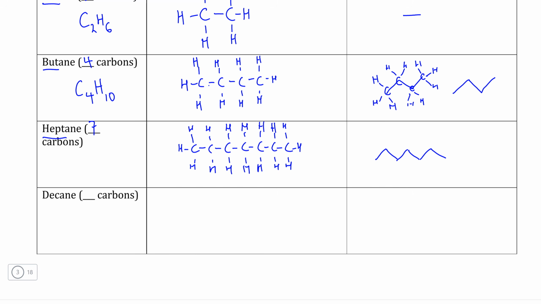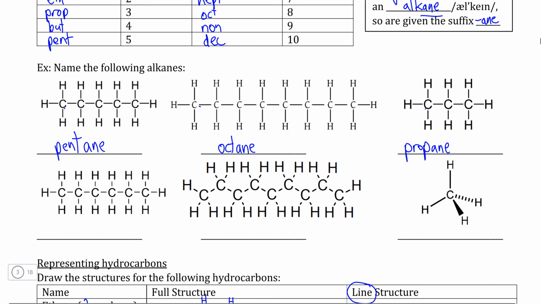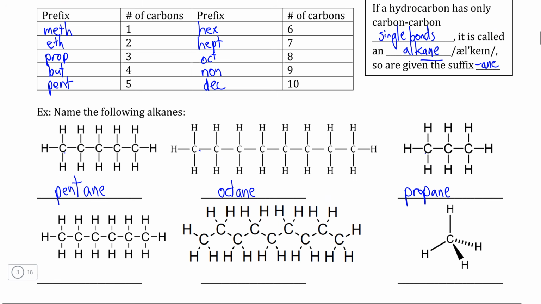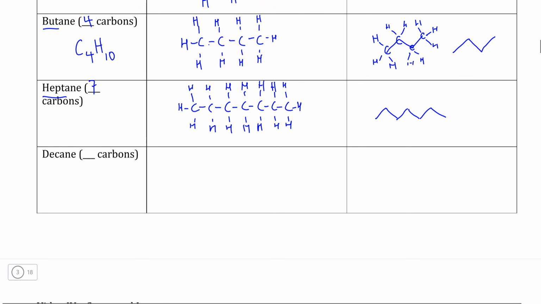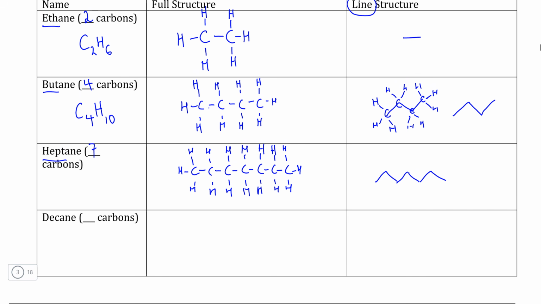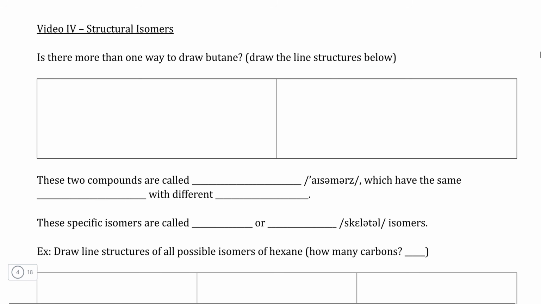Now, in order to practice your familiarity with naming simple straight chain hydrocarbons, see if you can use the numerical prefixes to name the 3 hydrocarbons below, as well as draw both the full structure and line structure of the remaining hydrocarbon here before the next video, where we will take a look at more complicated variations in hydrocarbon structure.